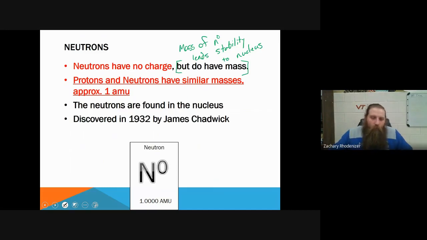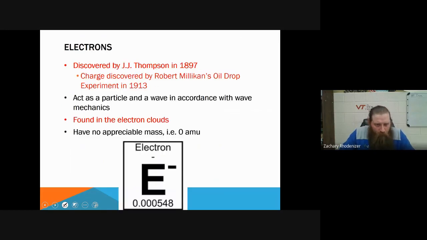Sorry. Anyway, remember Chadwick discovered the nucleus, okay, or the neutron. And as long as you know about the mass for right now, that's good. Electrons were discovered by Thomson. The charge on the electron was discovered by Robert Millikan, and they move as both a particle and a wave. Okay. They are found in the electron clouds, and we don't really worry about their mass.